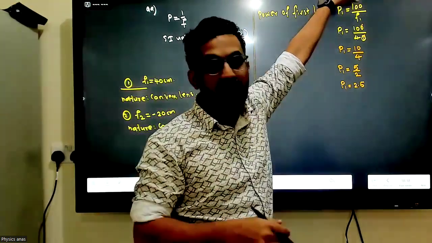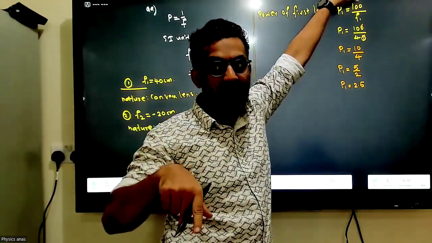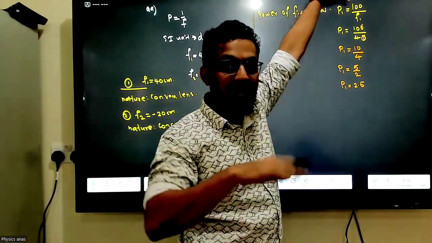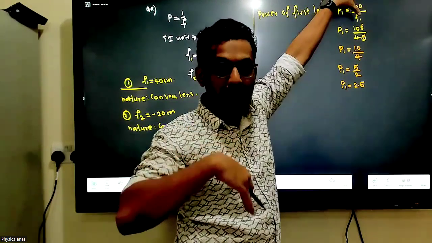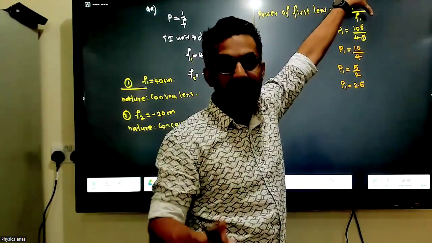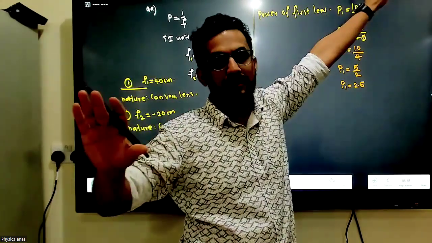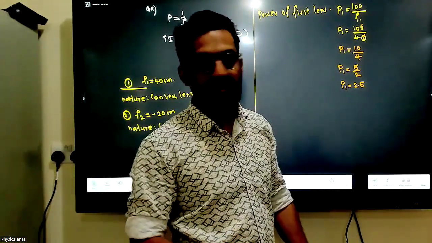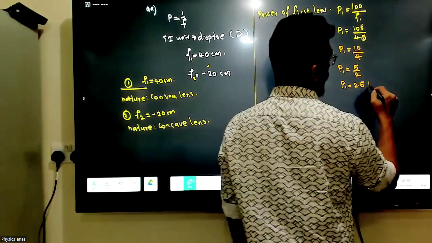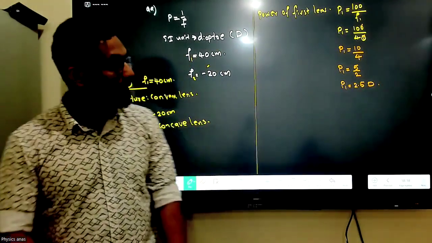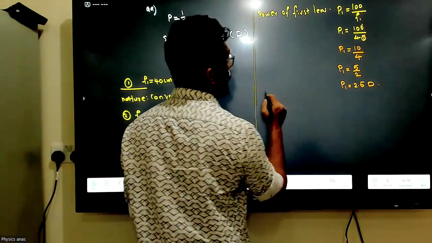In this equation, what is this equation? 100 by f. Now this equation is in centimeter. That means the meter has been converted into centimeter, and below that it is again centimeter, so centimeter cancels centimeter. That will be in diopter. So the power will be 2.5 diopter. That's the power of the first lens.